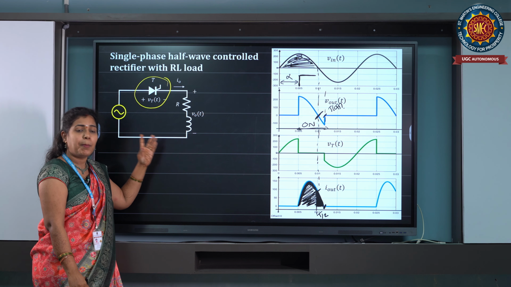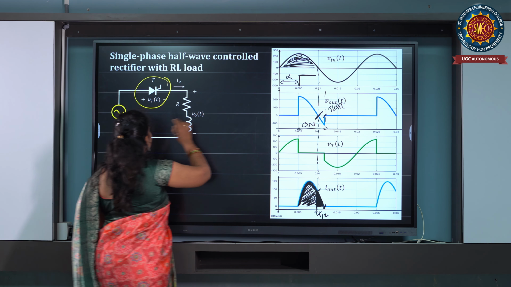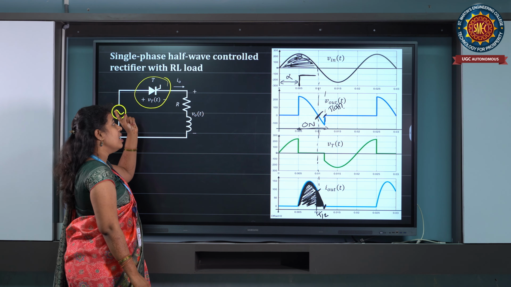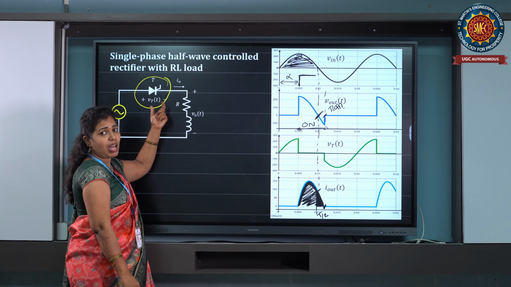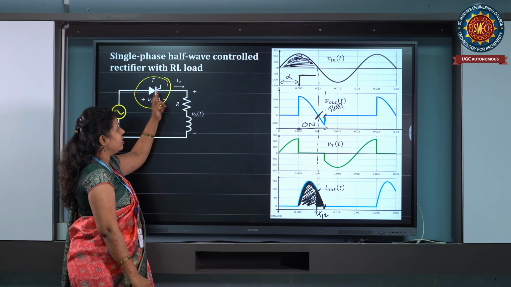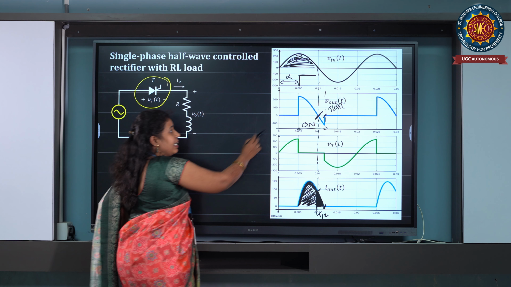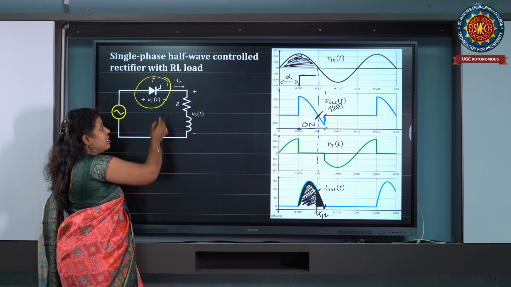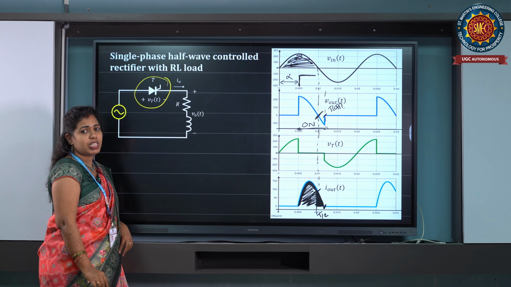First we are getting the positive half wave, then the thyristor will be in forward bias. When we give the gate pulses at an alpha, the thyristor starts conducting, and current is flowing. But whenever it reaches pi, the supply voltage reverses, and the thyristor would go into reverse bias.